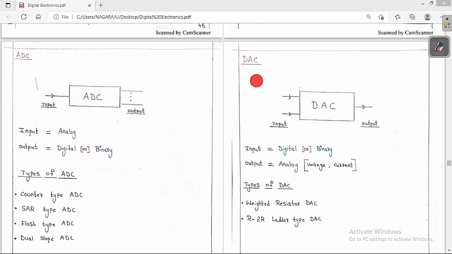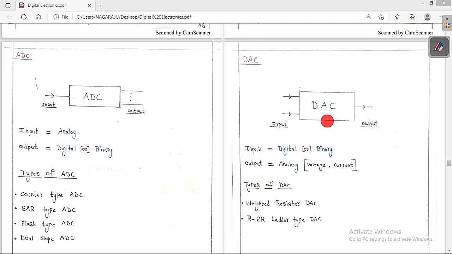Now we discuss the DAC. DAC means digital to analog converter. It is going to be the reverse operation of the ADC. Input is basically binary or digital format, and output is in analog nature. It is going to do the reverse function of the ADC. So input is digital or binary format, and output is always in analog format.